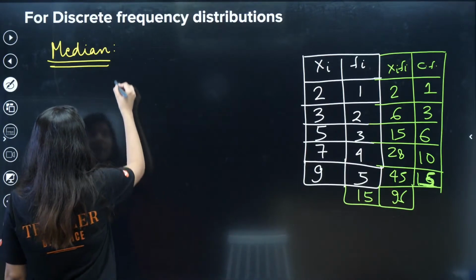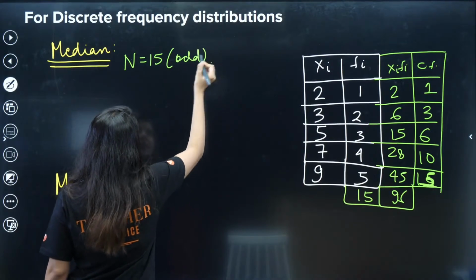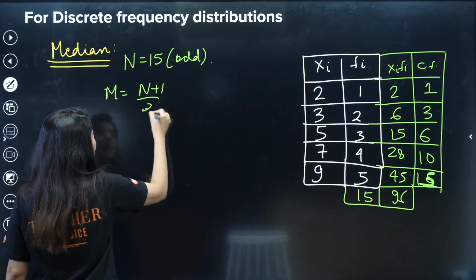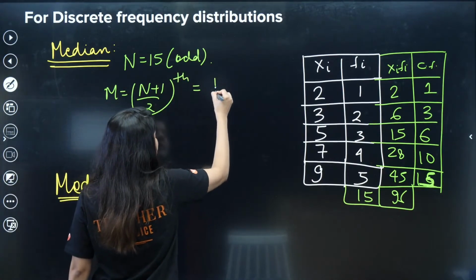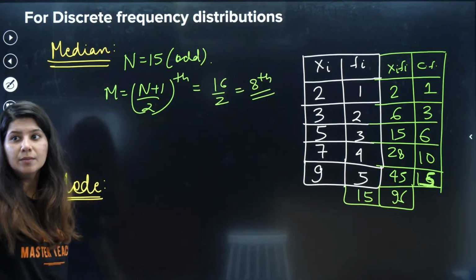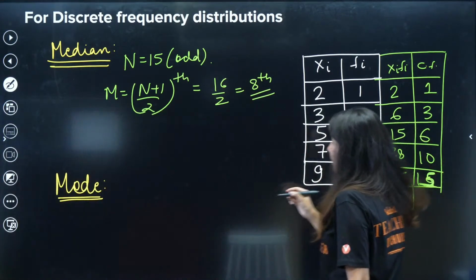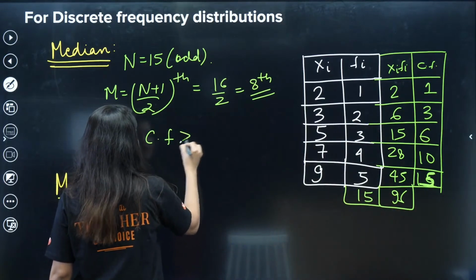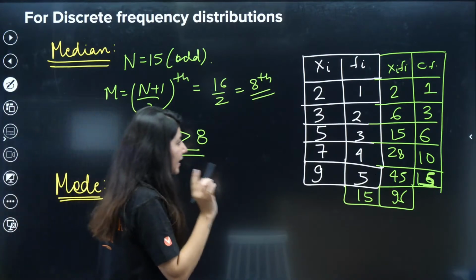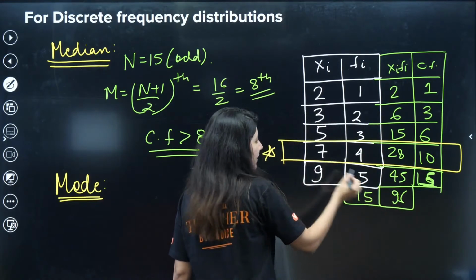Can you see the capital N is 15, which is odd. For an odd number, your median would be the n plus 1 by 2th term. That is 16 by 2, that is the 8th term. Right? The 8th term. Now tell me, where is the cumulative frequency which is greater than 8? I can clearly see this is the cumulative frequency which is greater than 8.